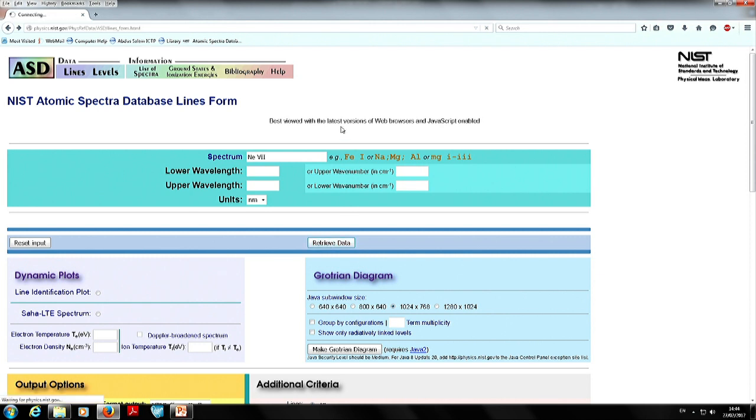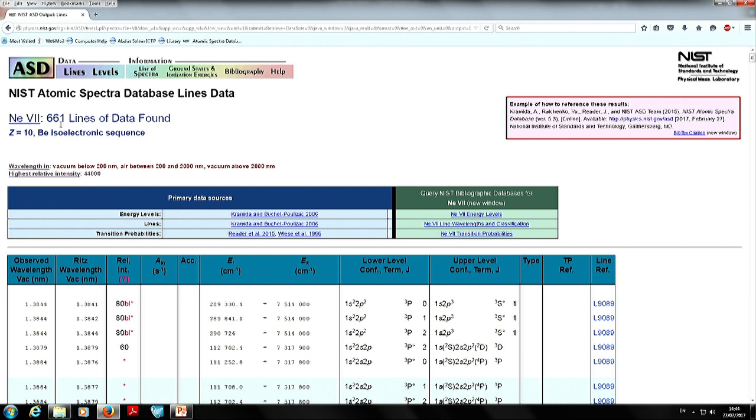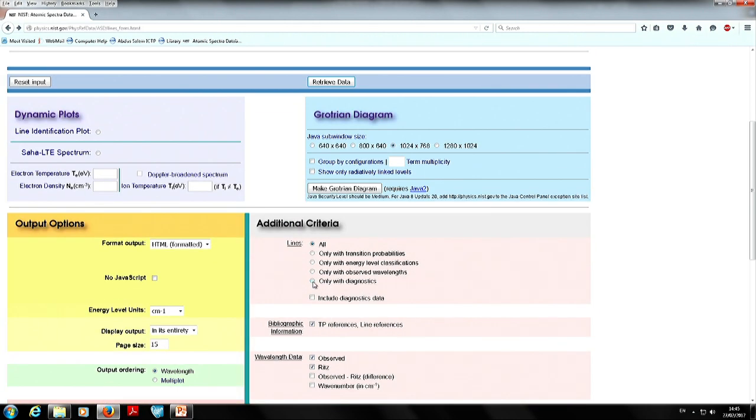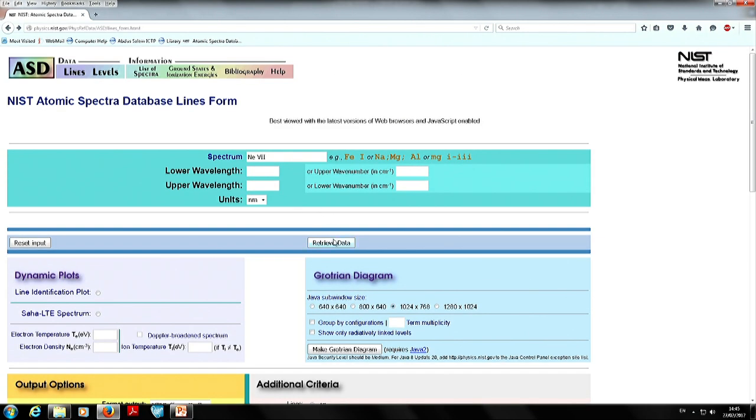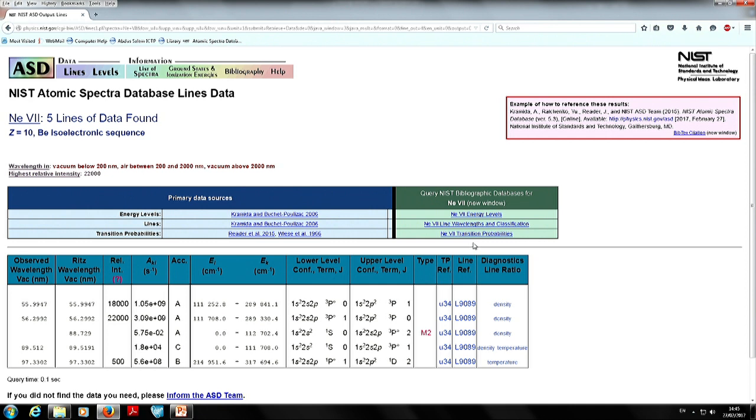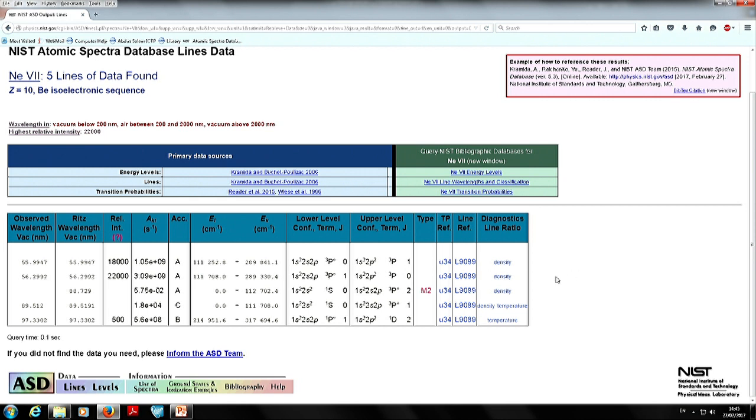So total we have 661 lines for six times ionized neon, which is beryllium-like. And few of those lines can be used for diagnostics. This calculation was done by John Selig's colleague, Uri Feldman, from the Naval Research Lab. So let's look again at what we have for diagnostic. Five lines in the database have information about how they can be used for density and or temperature diagnostics.